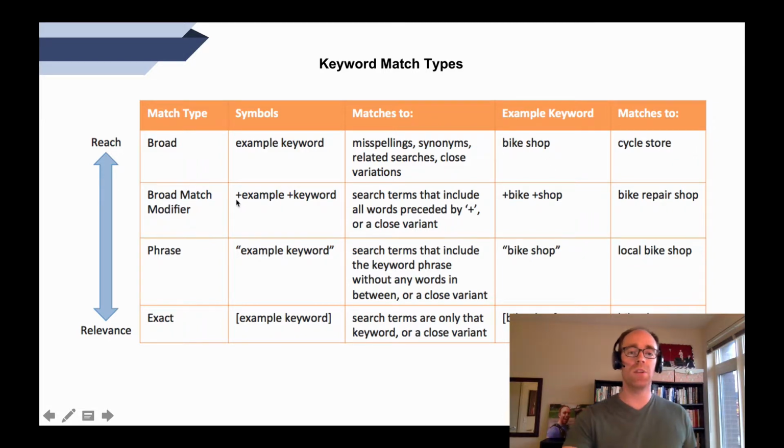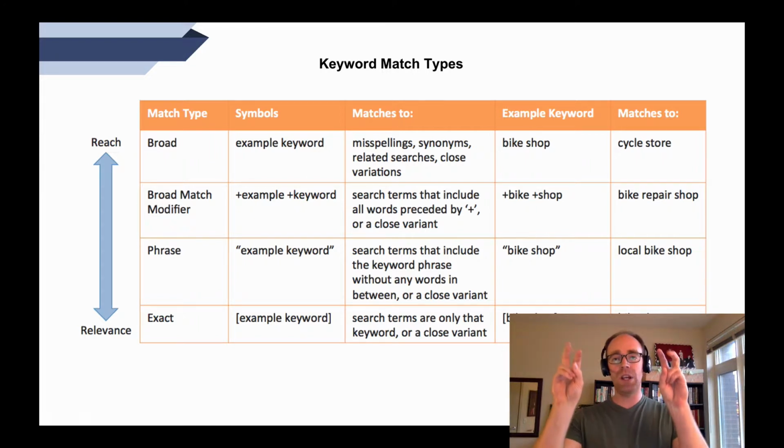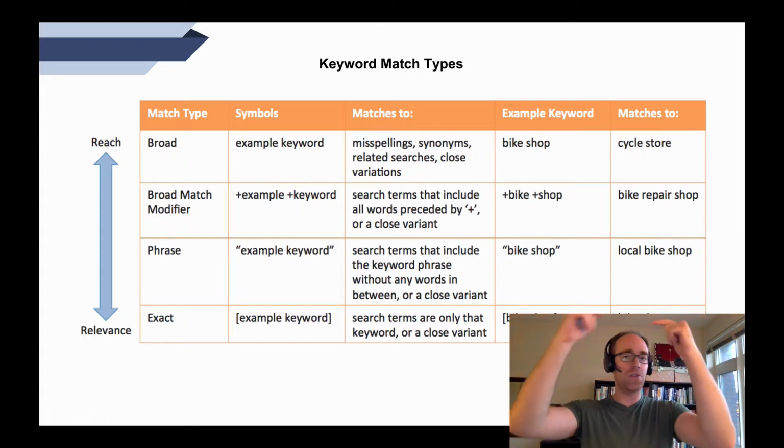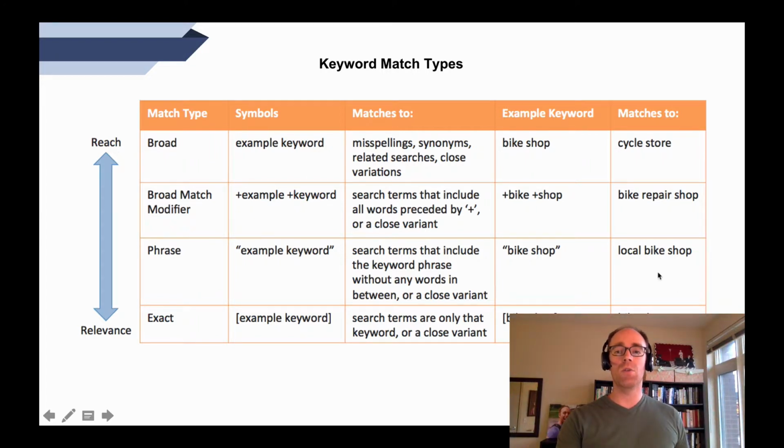Now, if you put little plus signs in front of each of your keywords, then those words have to be in the query, but they can show up in any order, and there can be words in between them or on either side. So in this case, bike shop shows for bike repair shop. And then if you do phrase match, bike shop has to be together, no words in between. But local bike shop would show up for that query because local's on the other side. And then if you want only this query, you do exact match with the square brackets, and that's the last one, bike shop. It only shows if people Google for bike shop.